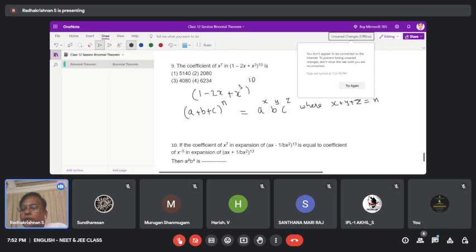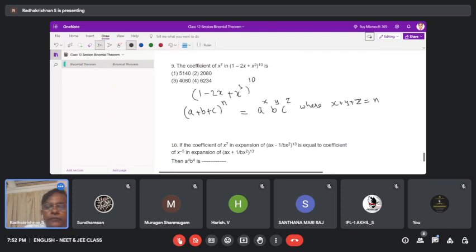So this we can easily see through common sense. We can see, right? Every term is going to have some a's, some b's and some c's. So that means a power x, b power y, c power z. All the terms will have a total of x plus y plus z that should add up to n. So that is how the terms are going to be.